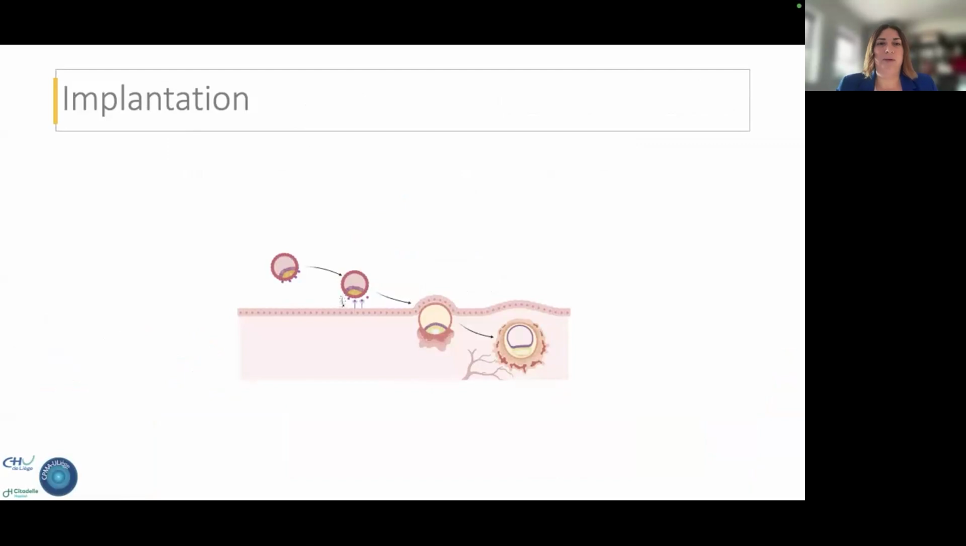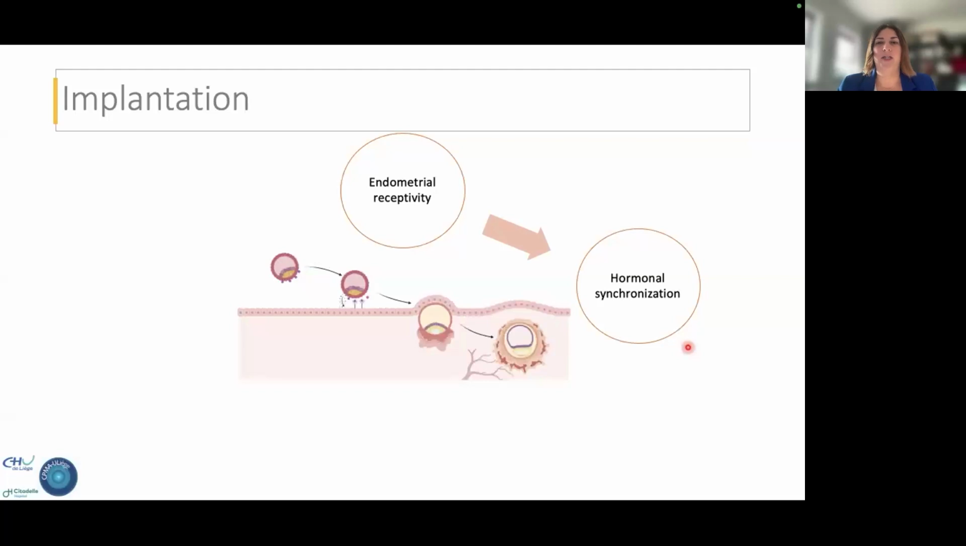First, endometrial receptivity plays a critical role. During the implantation window, the endometrium undergoes molecular and structural changes and the appearance of pinopodes, making it receptive to the blastocyst. Additionally, hormonal synchronization between progesterone and estrogen is crucial. These hormones not only prepare the endometrium, but also trigger stromal cell differentiation into decidual cells.